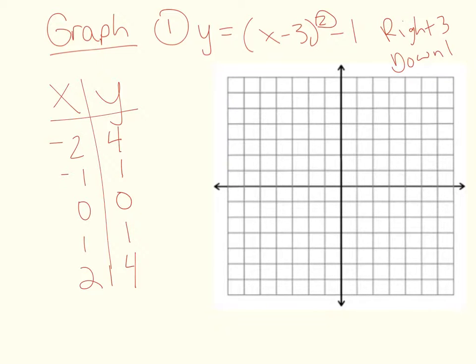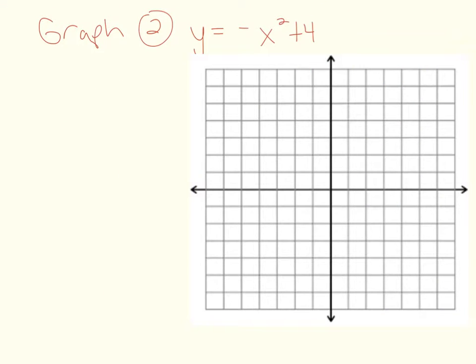If there's no number in front, like on this one, we can go ahead and graph those numbers. So we go left 2 up 4, left 1 up 1, 0, 0, 1, 1, and 2, 4. Now this isn't a V, right? This is a curve, or it's called a parabola. So make sure it doesn't look like a V and it's curved. And then you have to move everything right 3 and down 1. Again, it's a curve because it's called a parabola.